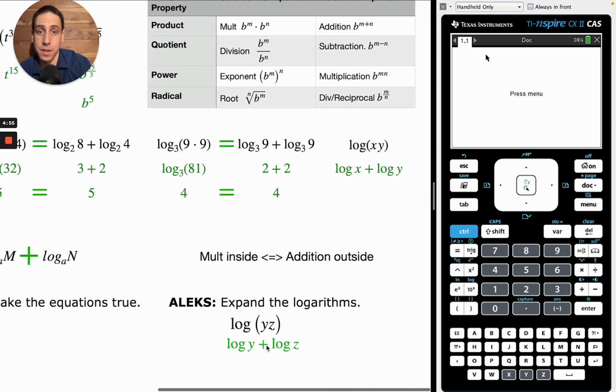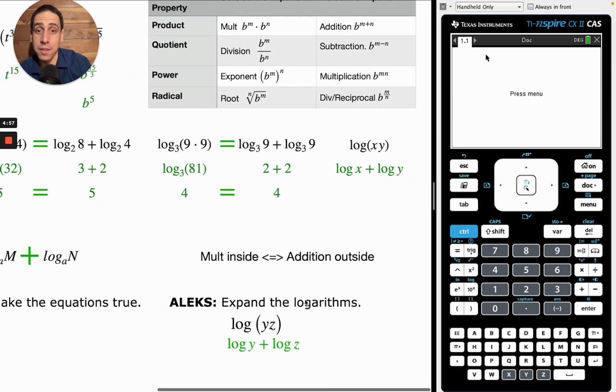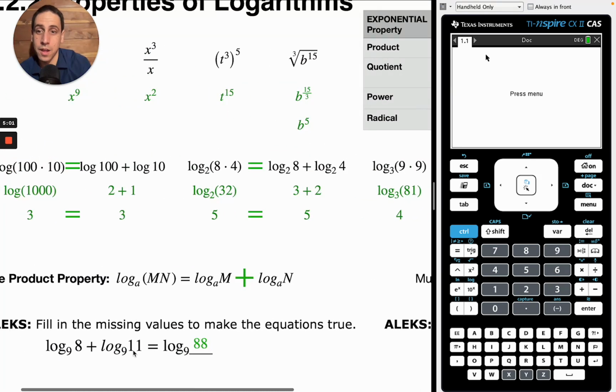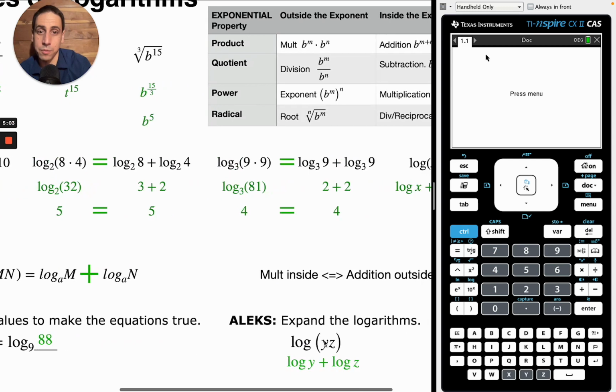Or expand the logarithms to turn it into... So here we go from 2 different logs to 1 log, and now we're going to start with 1 log and go to 2 logs. It's expanding it. There's no way to calculate it. It would just be log base 10 of y plus log base 10 of z.